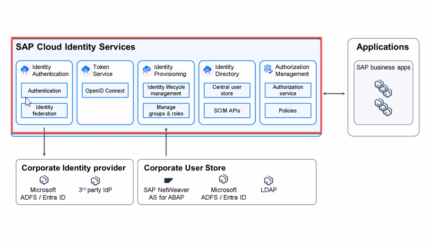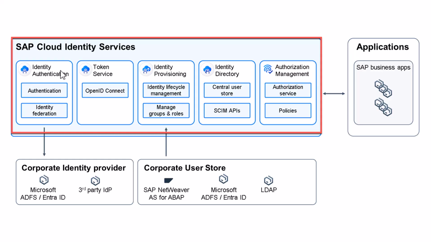In the past, a year ago or a year and a half ago, each of these components were licensed separately. So identity authentication was a separate licensing component. Identity provisioning was a separate component. But now they're all bundled together inside SAP Cloud Identity Services. Of these components, identity authentication and identity provisioning are by far the most important.